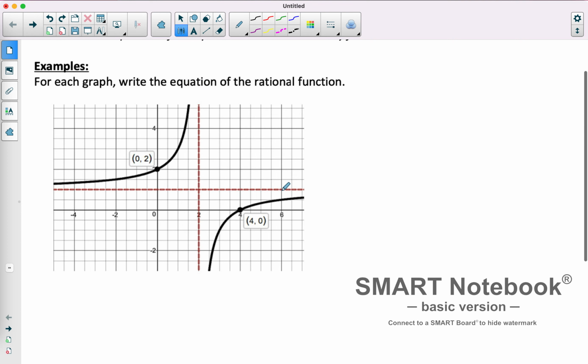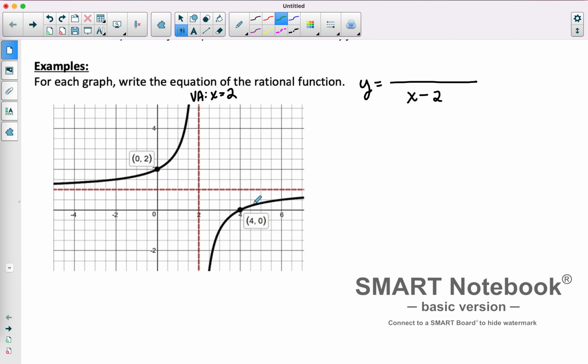So looking at this first graph here, one of the first things I notice is a vertical asymptote. This vertical asymptote is when x is 2. If we go back to the equation of a rational function, the vertical asymptotes came from that denominator, whenever the denominator was 0. If the asymptote is at 2, then we would have a factor of x minus 2 in the denominator.